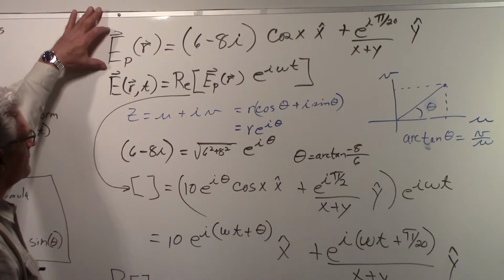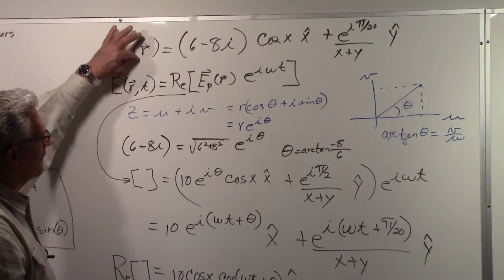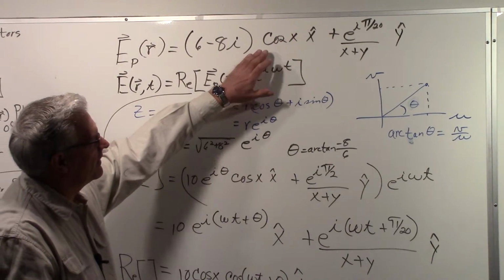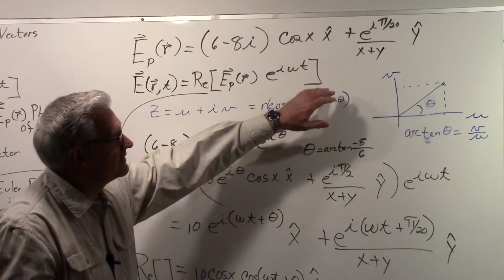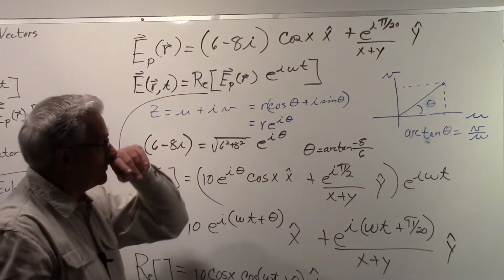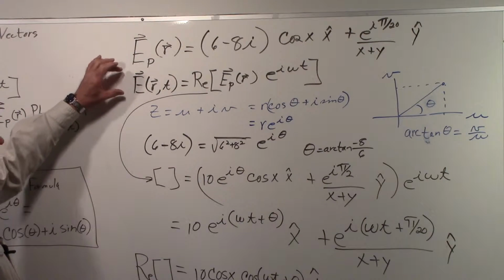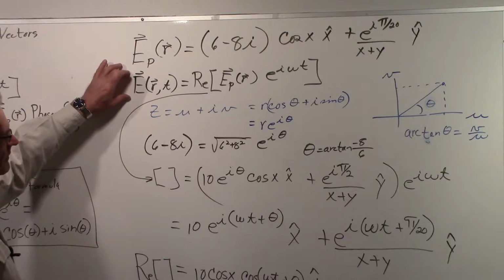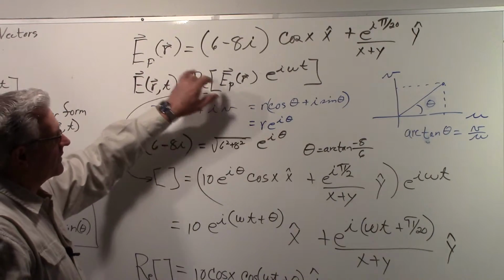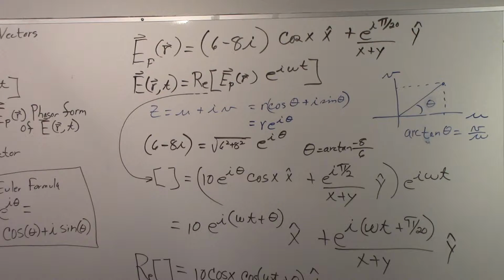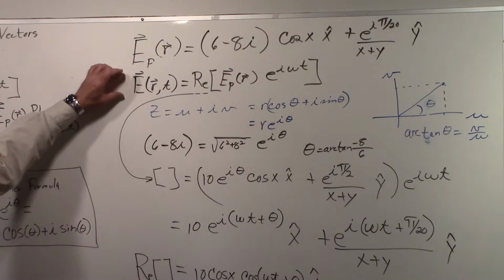So let's say we start out with this vector for the phasor form, only a function of position. 6 minus 8i, where i is the complex number, cosine x, unit vector x, and this term times the unit vector y. It's just an example. It doesn't have any real significance. So to find the real vector, we take the real part of this vector multiplied by e to the i omega t. That's what we described over here as the relationship.